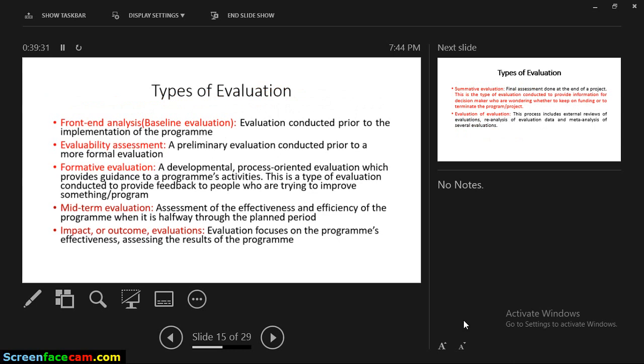Types of evaluation, there's so much. There's a front-end analysis, which is a baseline evaluation, which we talked about, right? So a baseline is done before the implementation of the project. You want to know what is on the ground first. And you are going to use what you've discovered on your ground to put it in your plan, and also set your targets.